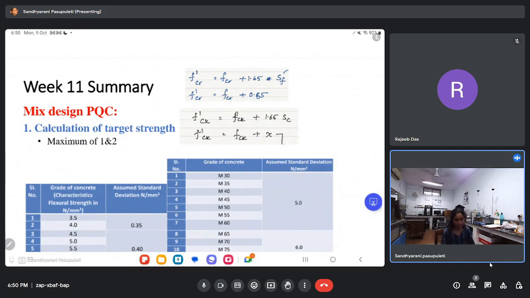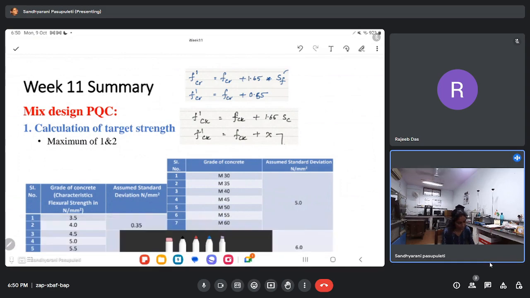So let us see the few steps of the mix design of PQC. The first step is calculation of target strength. What is this target strength? Because my design must be for 30 megapascal. Let us say 30 megapascals is my expected strength. Yet I have to design for something more. Maybe 40 megapascals or 45 megapascals, I don't know what that is. So what is that extra strength? What is the total strength for which I have to design? That is called the target strength.